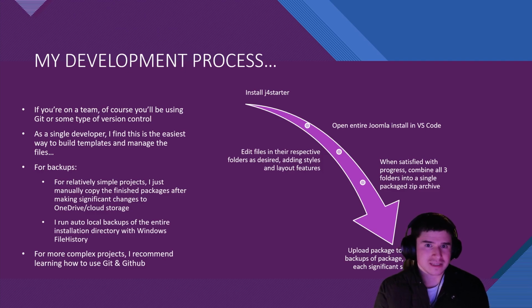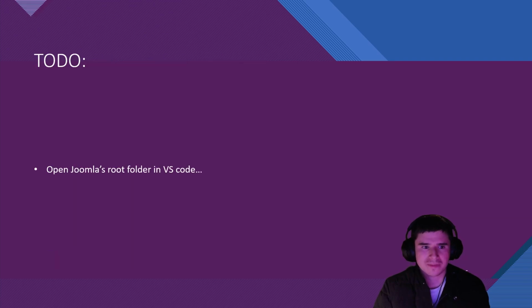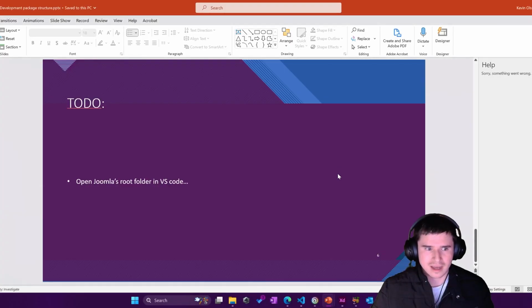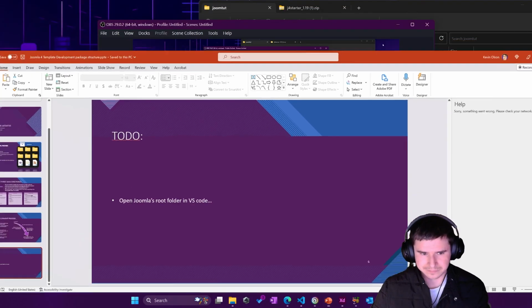But for my backup system, I just back up those packaged files I create to OneDrive, and I use Windows File History just to back up my entire Joomla install. How you back it up is up to you. How you go about doing all this is up to you. But for now, we're just going to be talking about the files. So let's get on with this. I will tell you how to repackage everything in the last main video of the series.